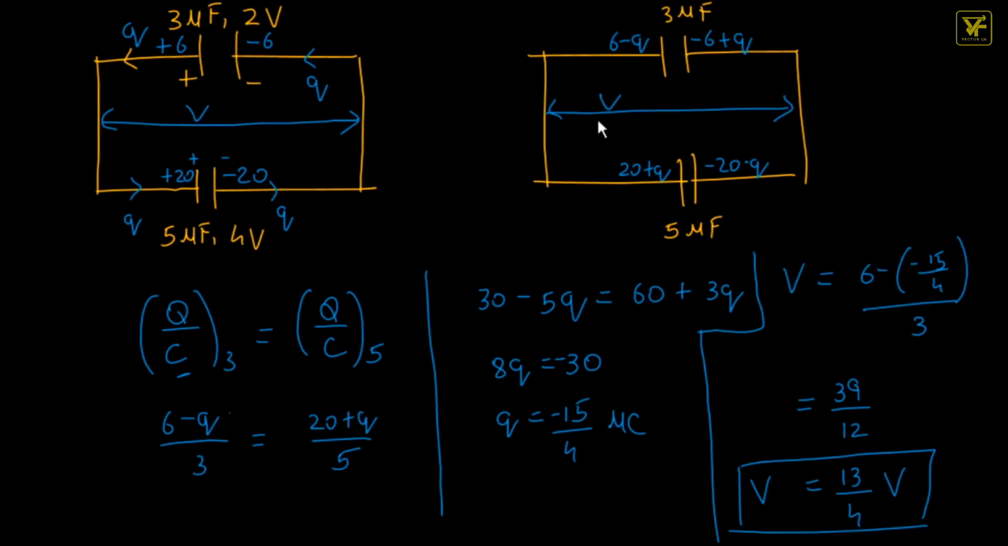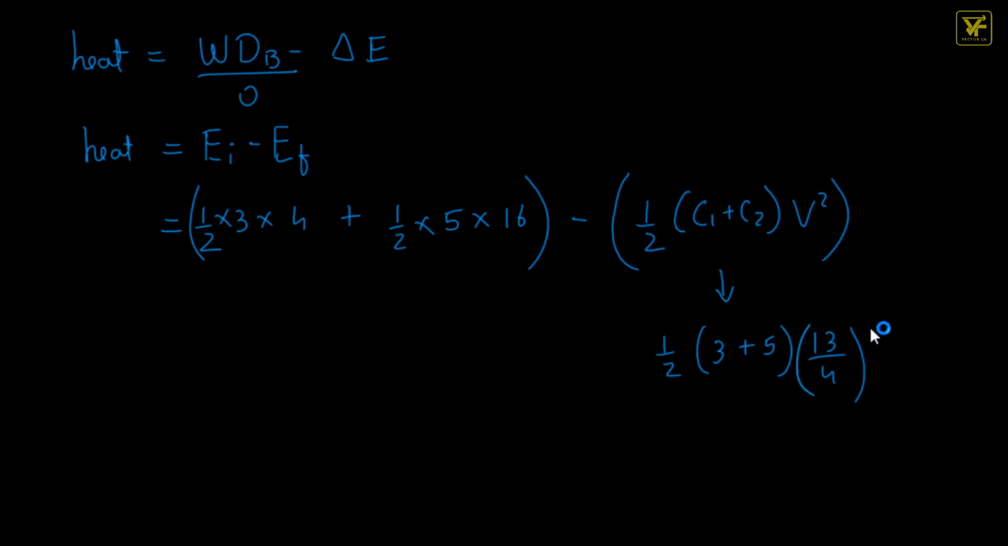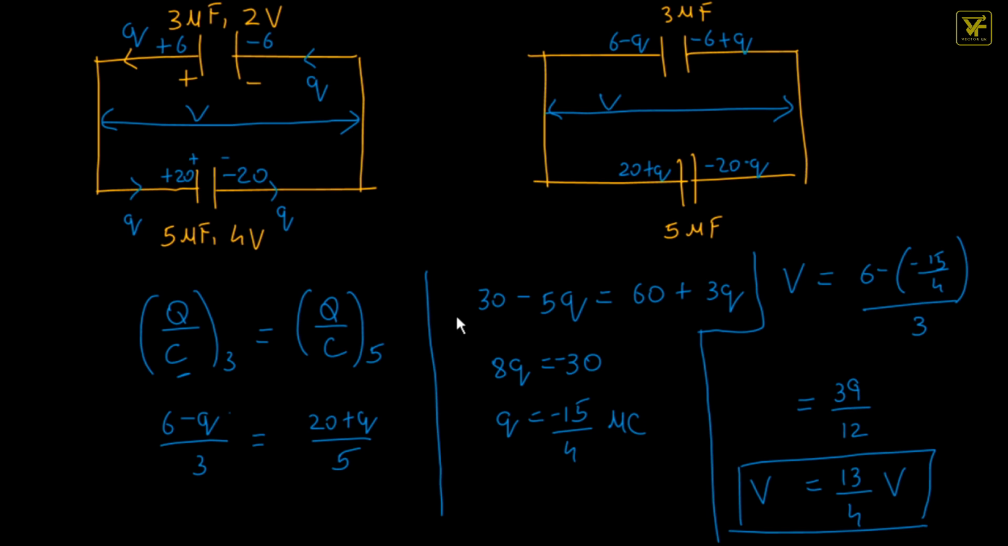Why? Because the potential now is same. So it is half C1 V square plus half C2 V square. So I can collectively write it as half C1 plus C2 V square. This further, if you want to write, is half C1, which is 3, plus 5 into V square, which is 13 by 4 whole square. So after calculating this, you'll get the final heat generated. This is how you solve by the longer method.